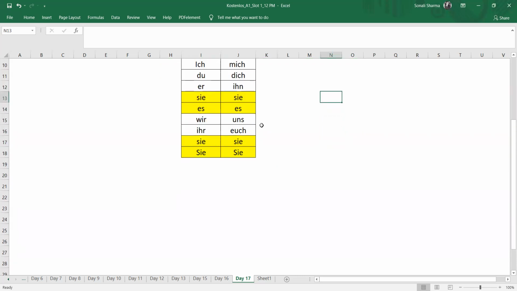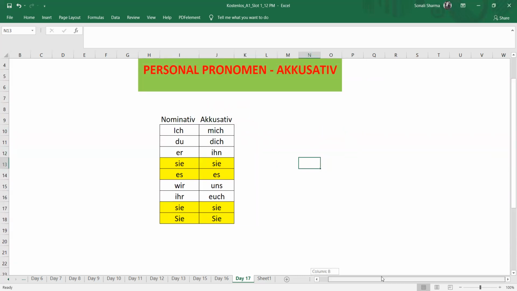Now let's look at some examples. So now this will be more clear. I will be writing all the examples here. Okay. So if I ask the question, Sehen Sie den Film? The F is capital as it is a noun. Sie is the subject. So, sehen Sie den Film? It's like, have you seen the movie?